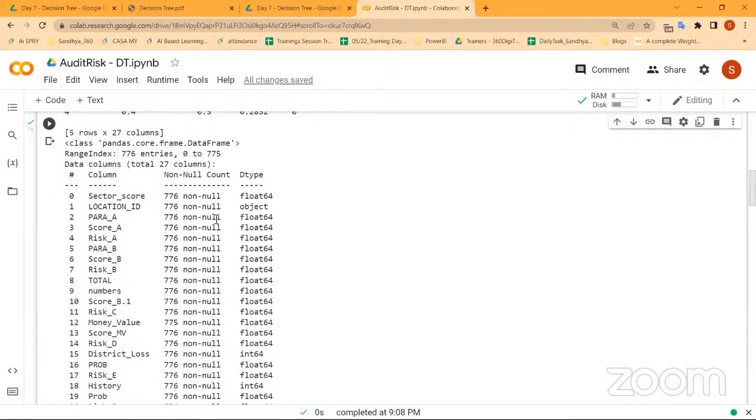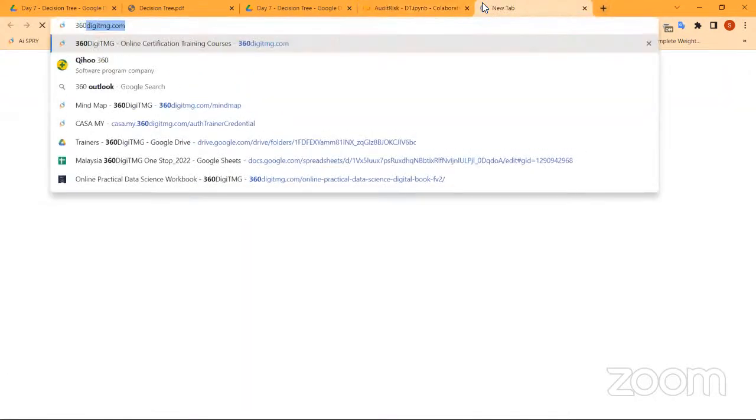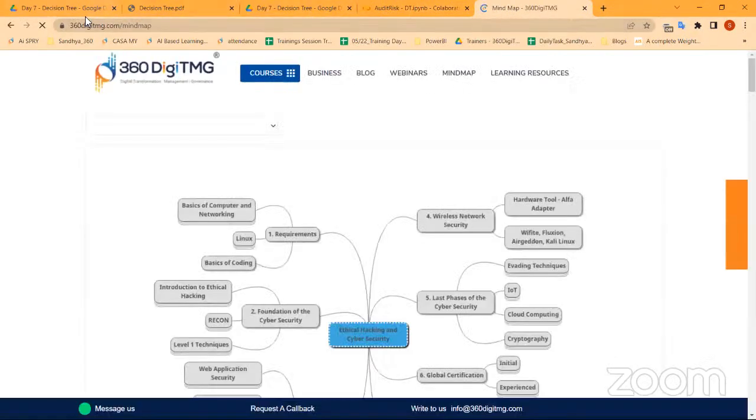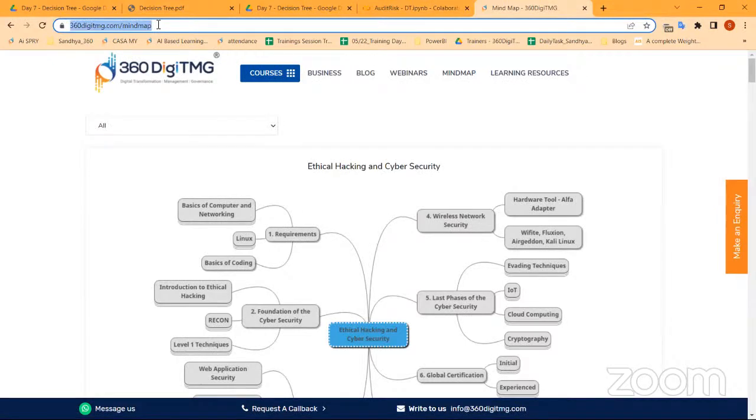So what are the various imputation techniques? Like we have mean imputation, median imputation, mode imputation, and many other techniques. You can get all these imputation techniques and many more from the 360DigiTMG mind map, friends. So let me quickly open that and show you. Go to this URL, 360digitmg.com/mindmap, or do a simple Google search. You'll be able to find it.